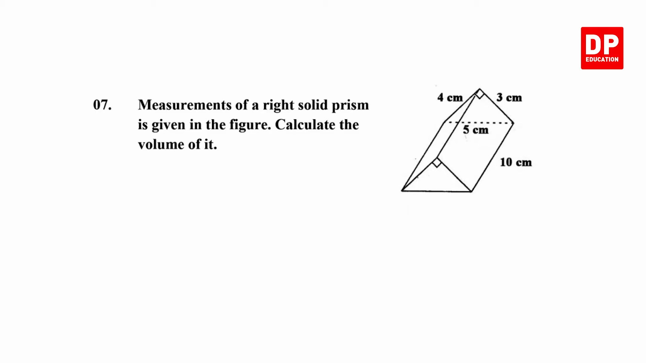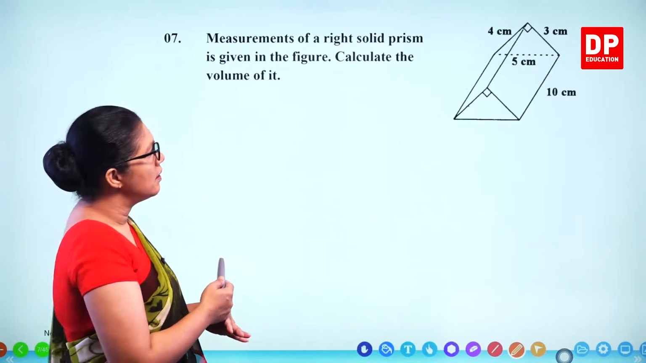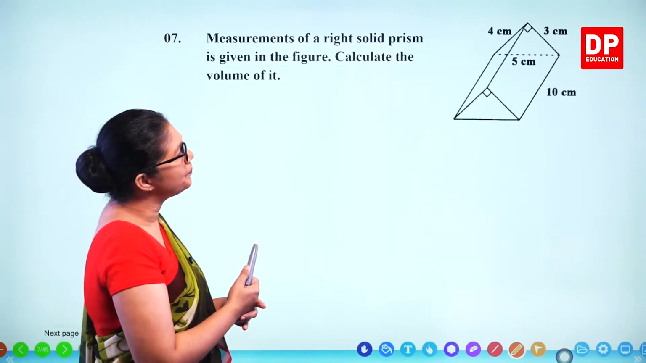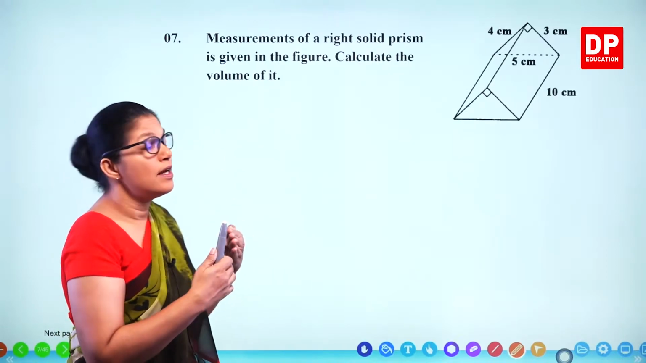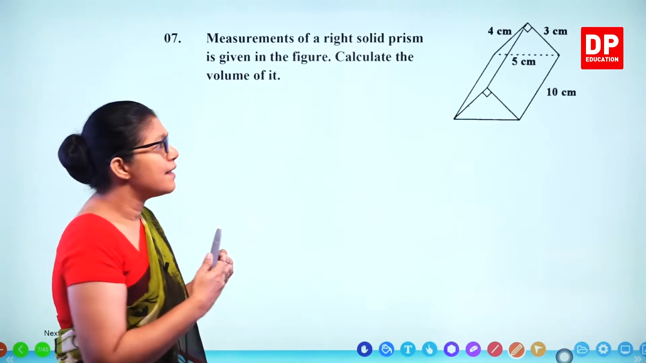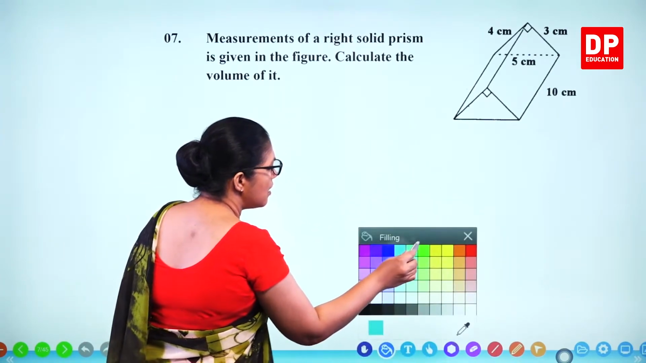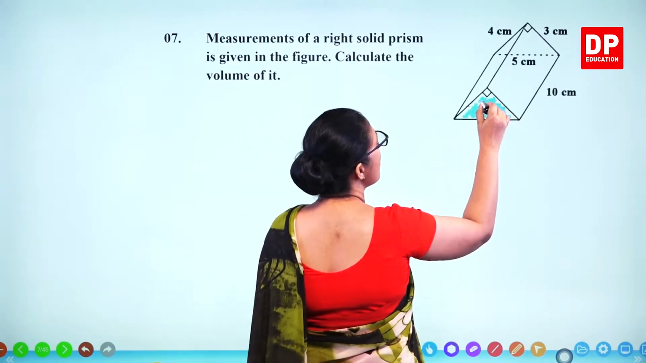Question number 7. Measurements of a right solid prism are given in the figure. Calculate the volume of it. So how do you find the volume? If you know the cross-section area, multiply by the length. So the cross-sectional area is the triangle here, this triangle.